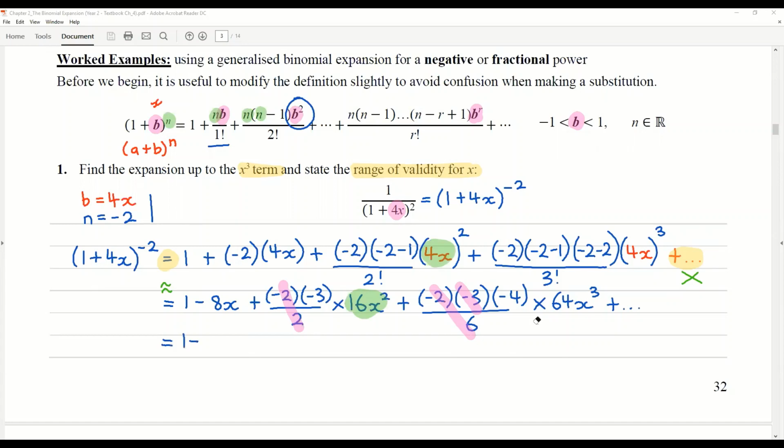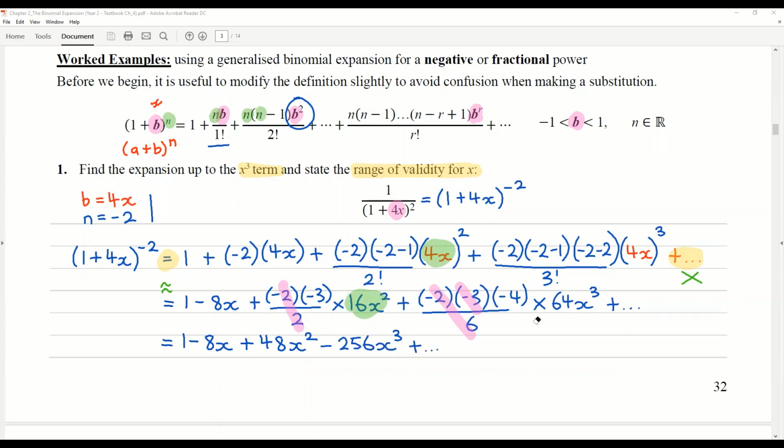So this is going to be 1 subtract 8x. We have a positive term here, negative and negative is positive. And then we have 3 times 16, so that's going to be plus 48x squared. And then in the final term, we have -4 multiplied by 64, which is essentially 4 cubed. Sorry, I beg your pardon, 4 to the power 4. So that's going to be -256x cubed plus some more terms.